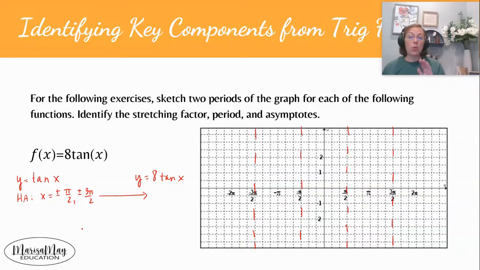Okay, now where does tangent of x have x-intercepts? Well, that's where tangent of x equals 0. And that is at 0 and all the multiples of pi. So you've got an x-intercept at 0, at pi, and also at those negative multiples. So what does that mean for 8 tangent of x? Well, we have the same x-intercepts. So we're good so far.